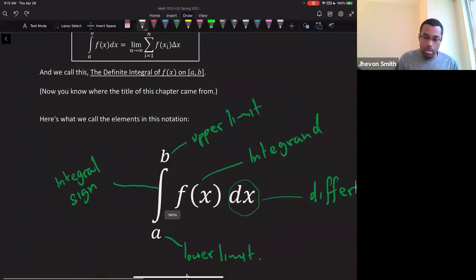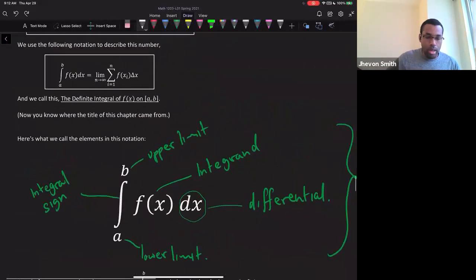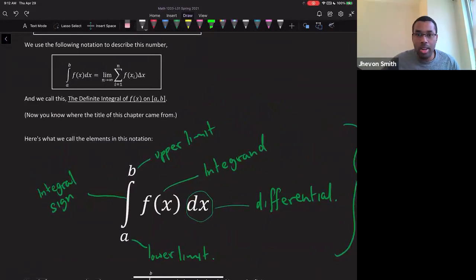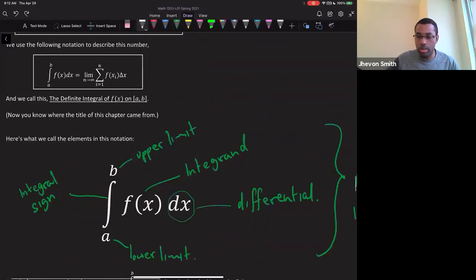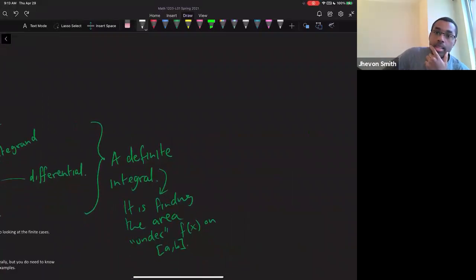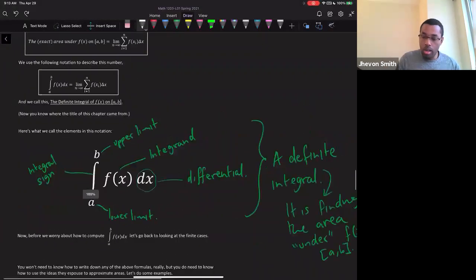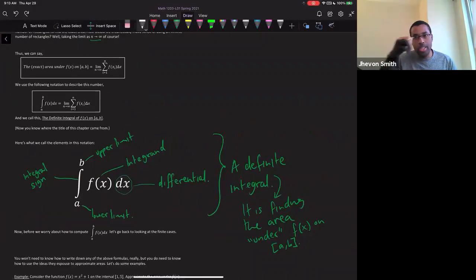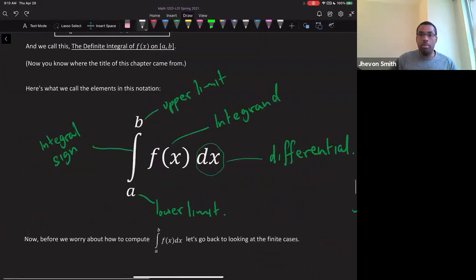Now, some remarks on this notation. In this notation, the big S thing is called an integral sign. The b is called the upper limit. The a is the lower limit. The f is the integrand. The dx is what we call the differential. And this is a definite integral, and its purpose is to find the area under some curve, f of x. Under is in quotation marks, because if the function dips below the x-axis, it makes things a little weird. But I'll talk about that at a later time.